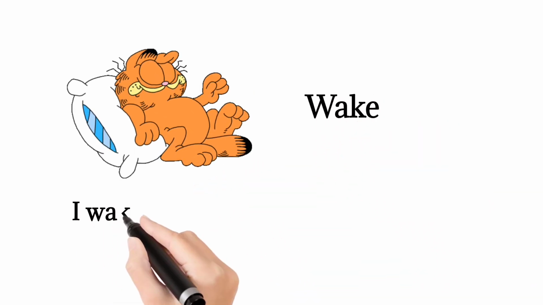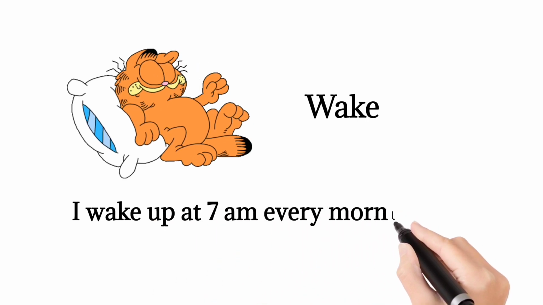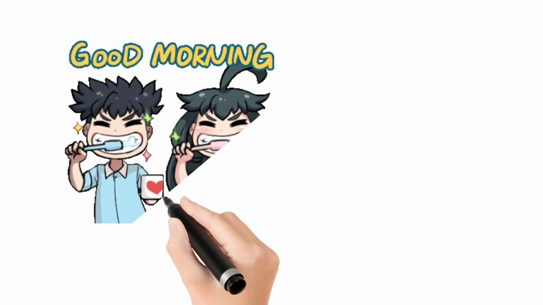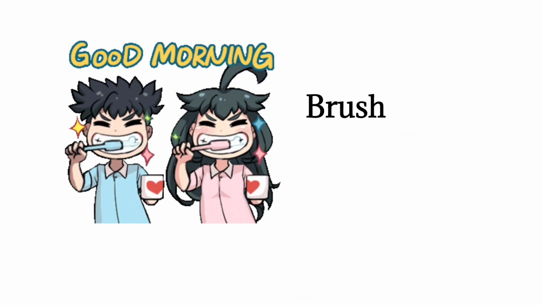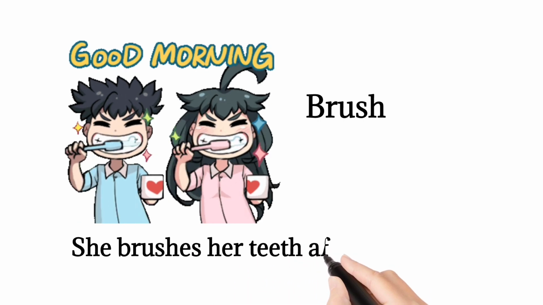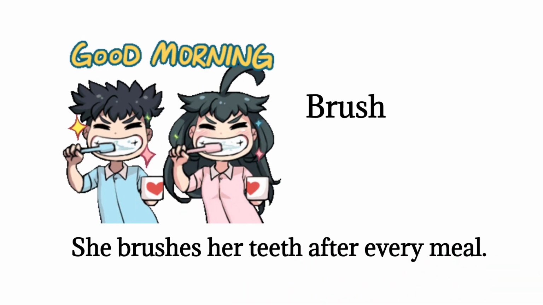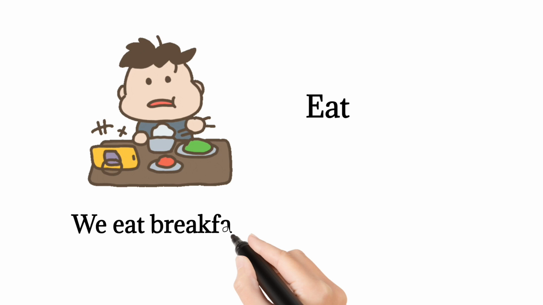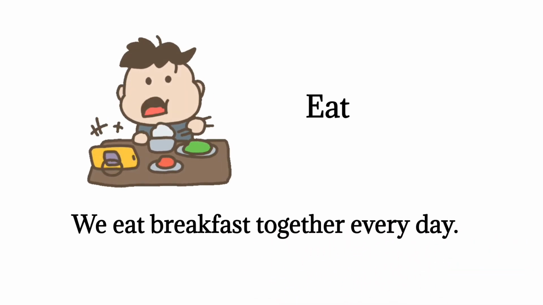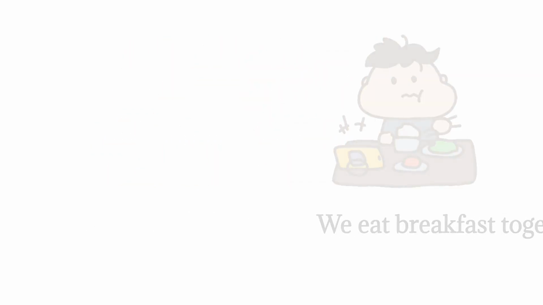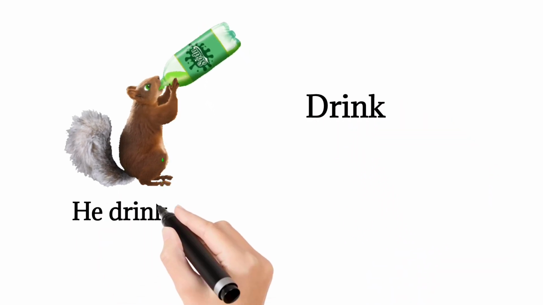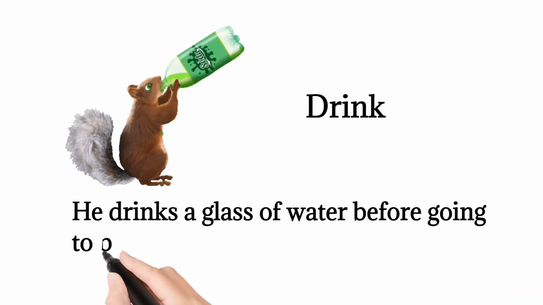Wake. I wake up at 7 a.m. every morning. Brush. She brushes her teeth after every meal. Eat. We eat breakfast together every day. Drink. He drinks a glass of water before going to bed.